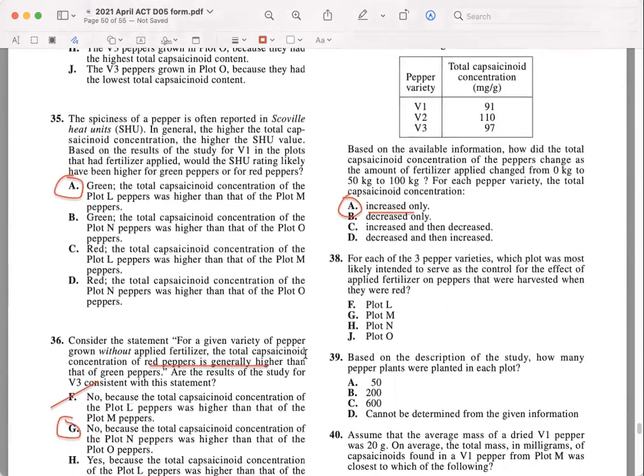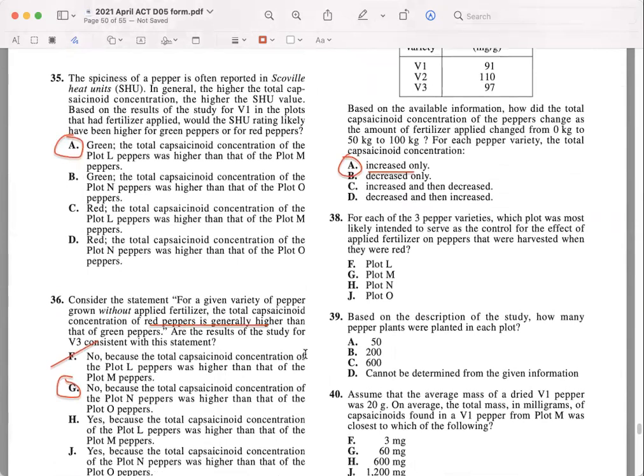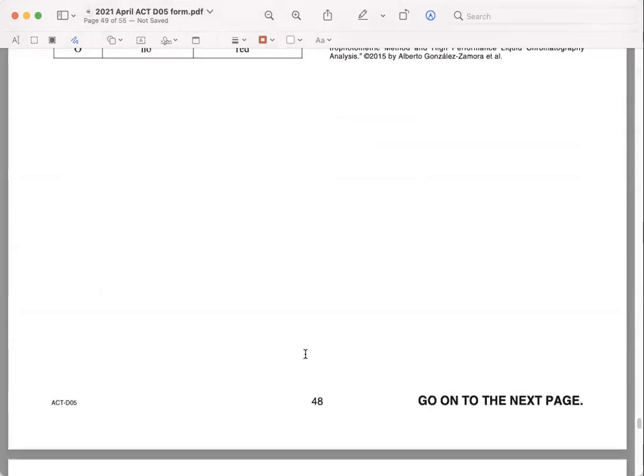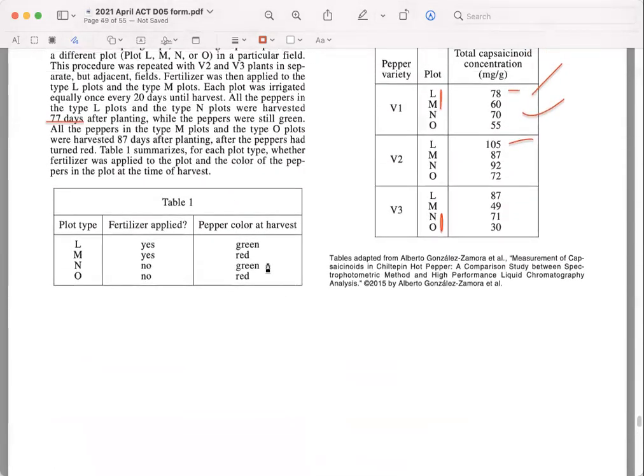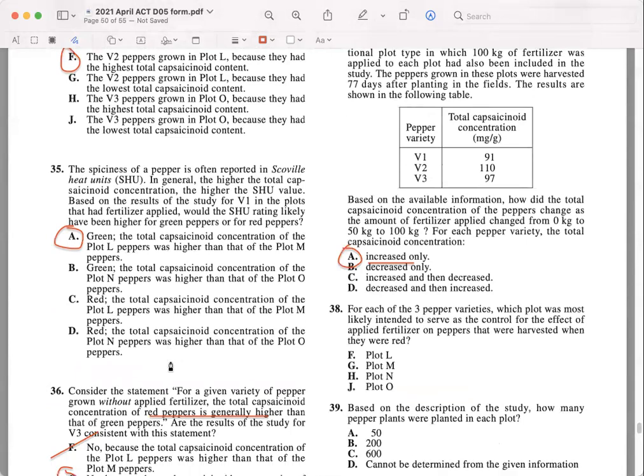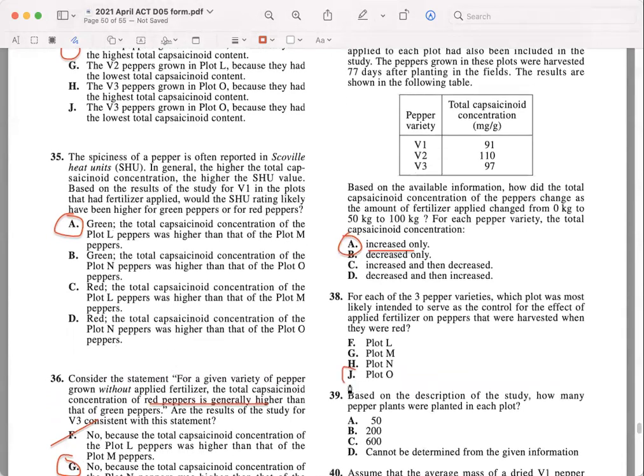Okay. For each of the 3 pepper varieties, which plot was most likely intended to serve as the control for the effect of applied fertilizer on peppers that were harvested when they were red? When they were red. Okay, so that would be plot O, right? Because plot O did not have a fertilizer applied. So that's plot O. That's the control.